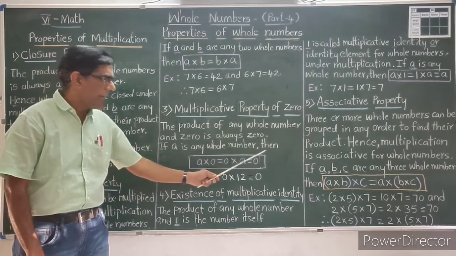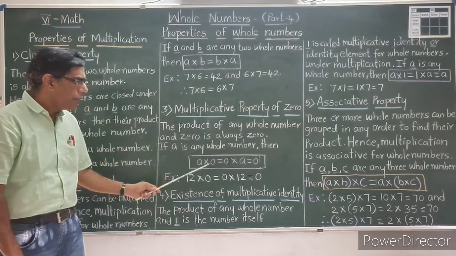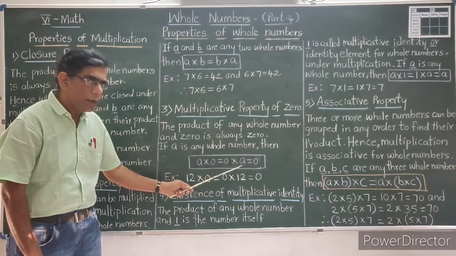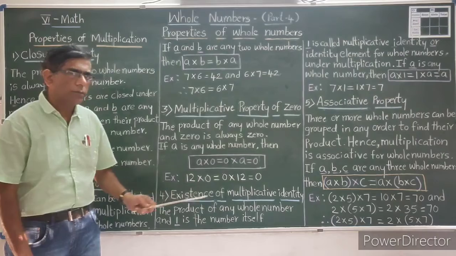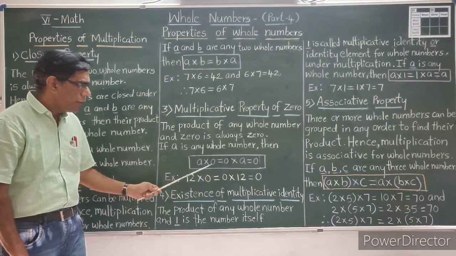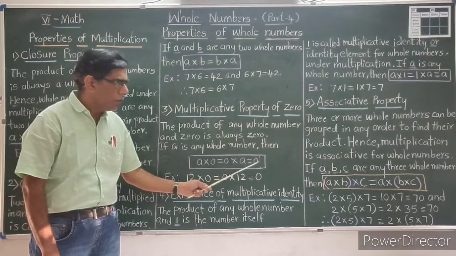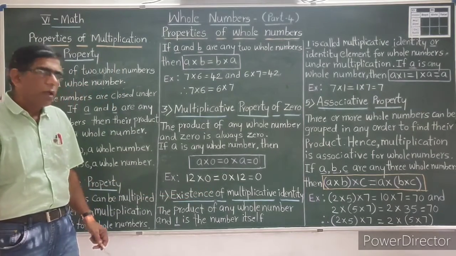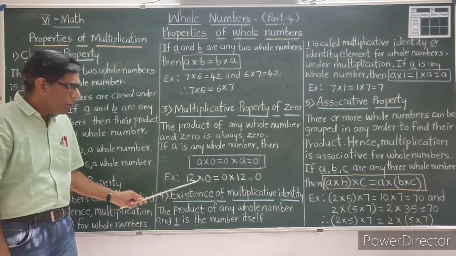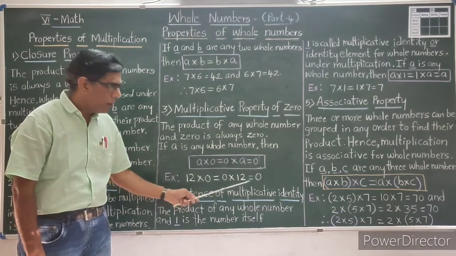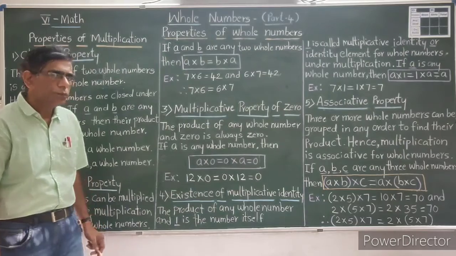If A is any whole number, then A into 0 is equal to 0 into A is equal to 0. Example, 12 into 0 is equal to 0 into 12 is equal to 0.